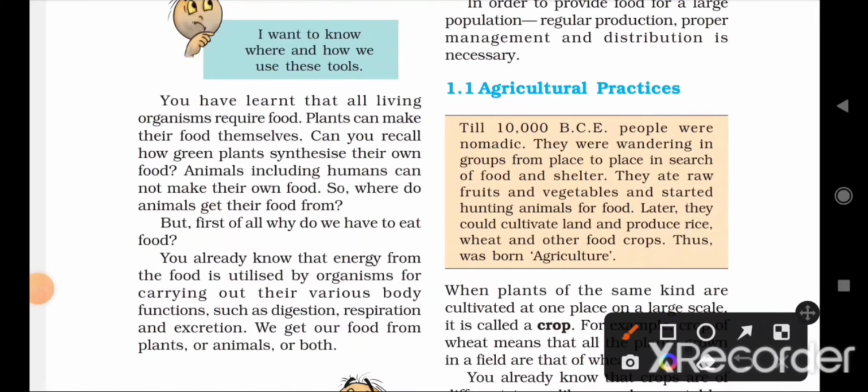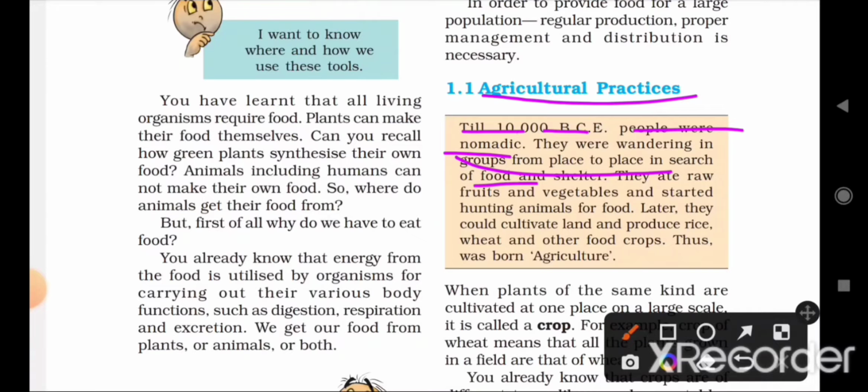Agriculture practice. Till 10,000 BCE, people were nomadic. They were wandering in groups from place to place in search of food and shelter.